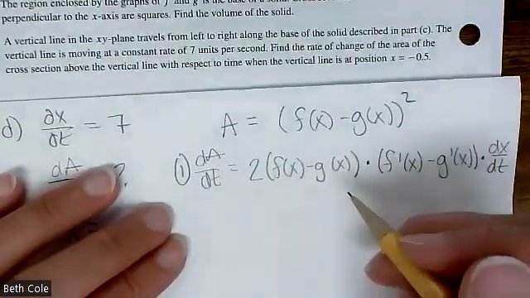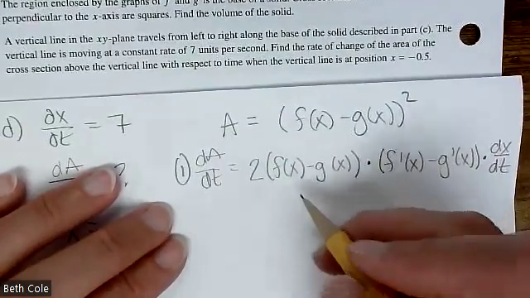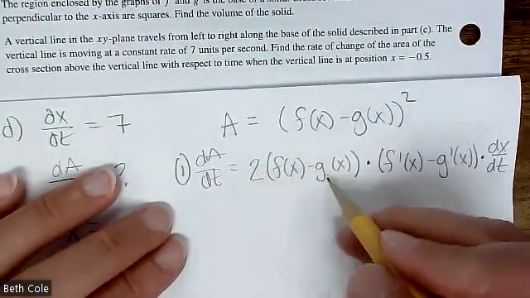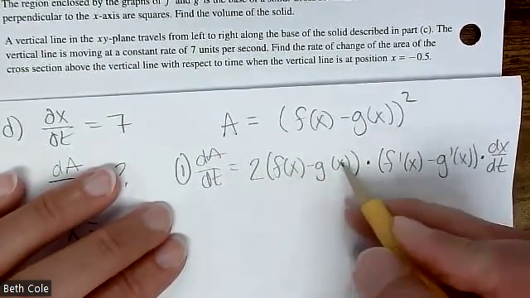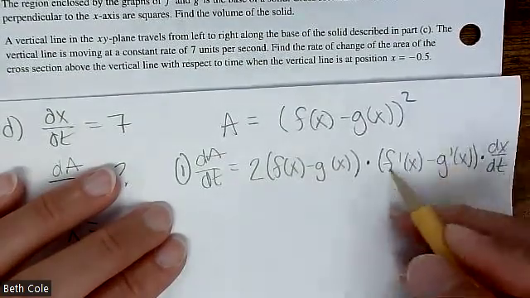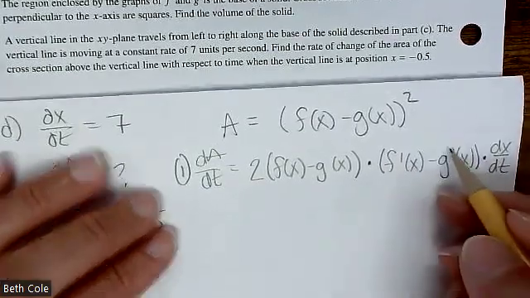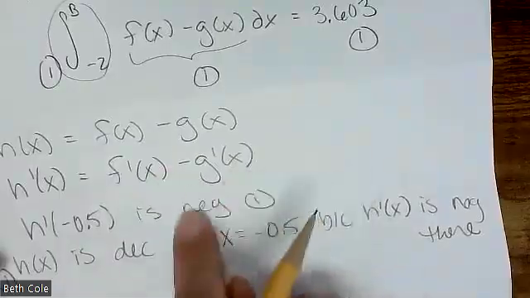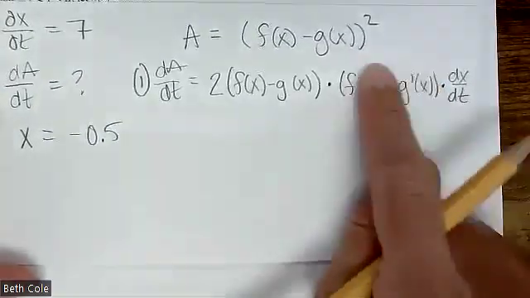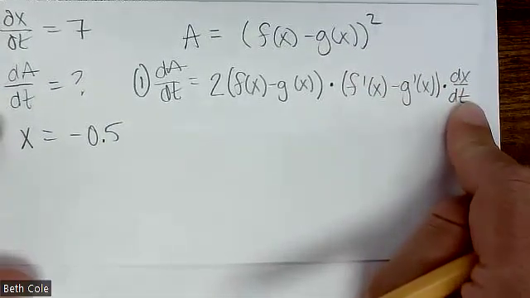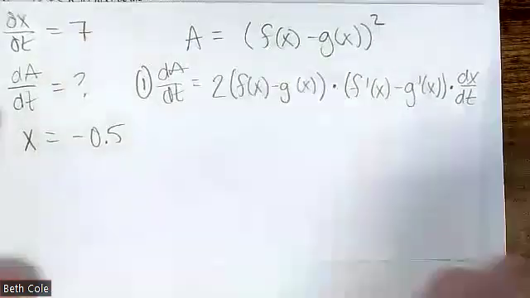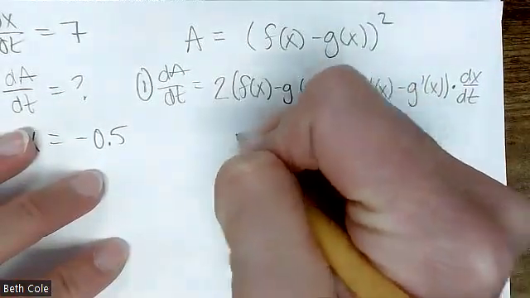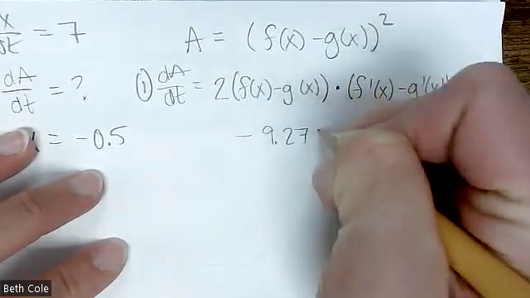And then you go and plug all this stuff in. It's horrible in the calculator. You would have to do 2 times plugging in negative 0.5. What part did we do the derivatives in? Was it B? Yeah, so if you went back and got that value, that would get plugged in here. And then what was dx/dt? 7. If you type all that in, it comes out to negative 9.271.